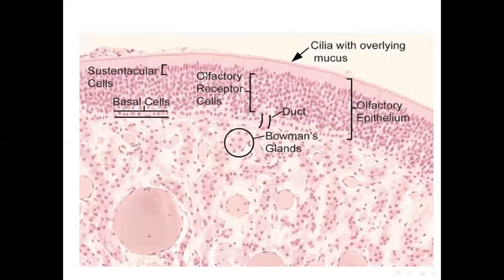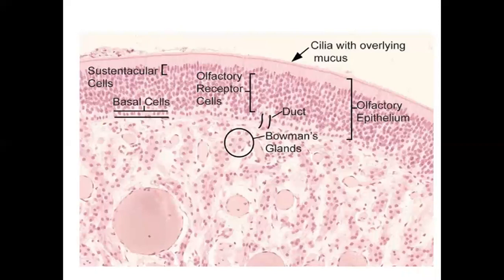So when damage occurs to the olfactory cells and the sustentacular cells, the basal cell can replace them with new ones.